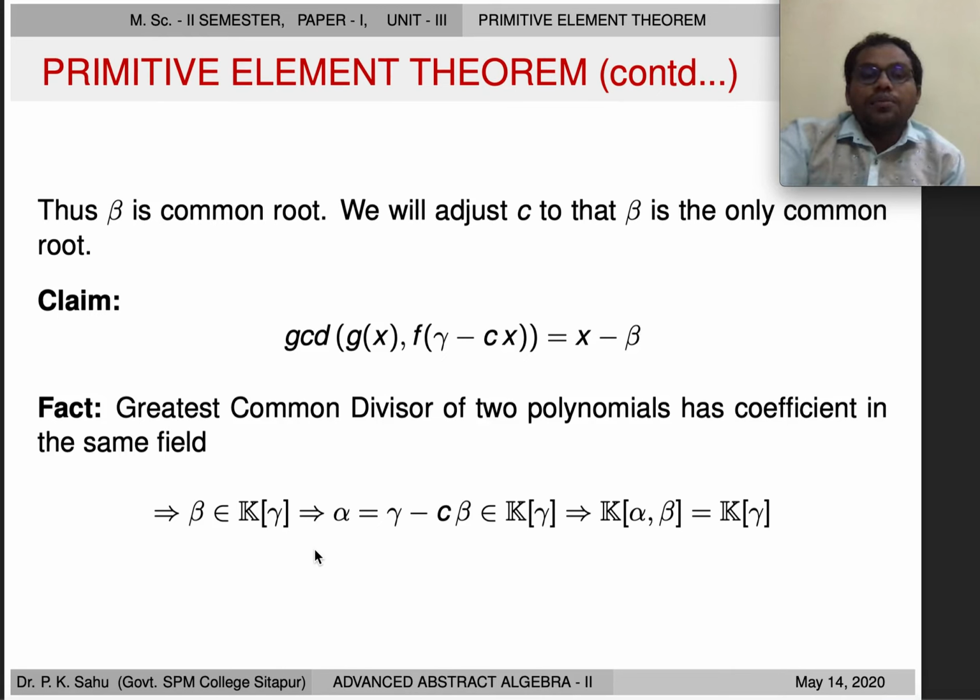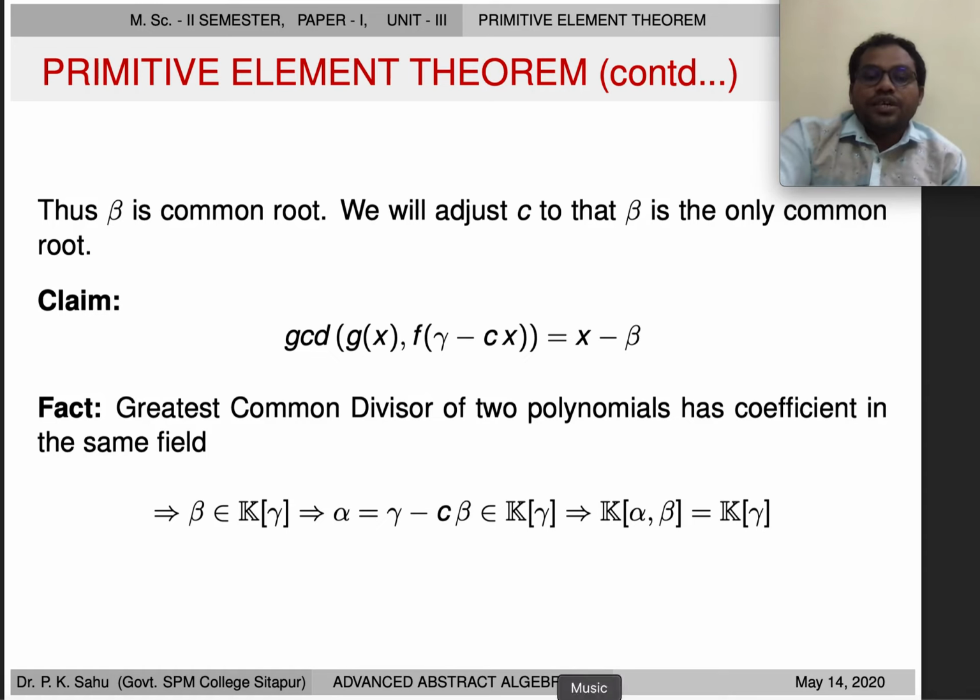Now gamma already lies in K(gamma), which is obvious, and c is a constant which lies in the base field K. We have already seen that. Then gamma minus c beta must also lie in K(gamma), since we have shown beta lies in K(gamma). This implies alpha, which is equal to gamma minus c beta, will also lie in K(gamma).